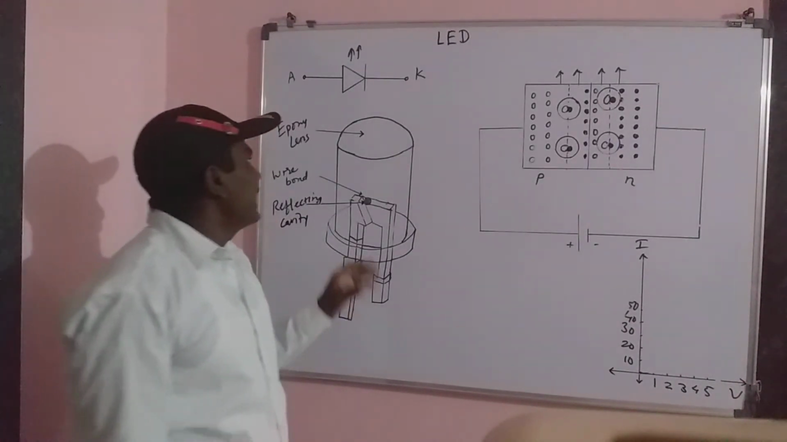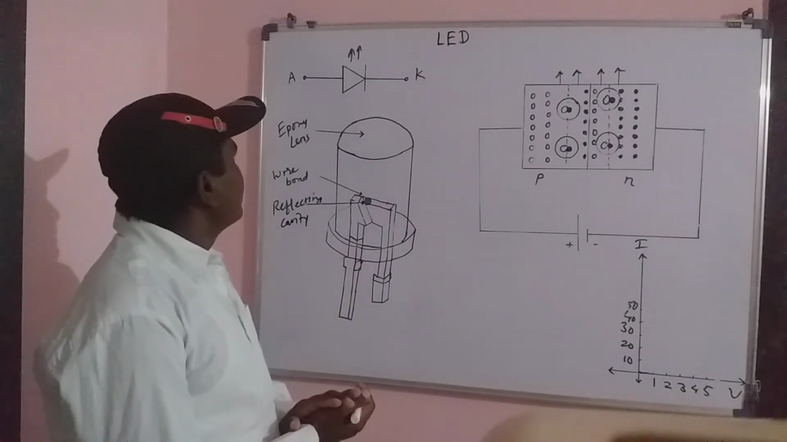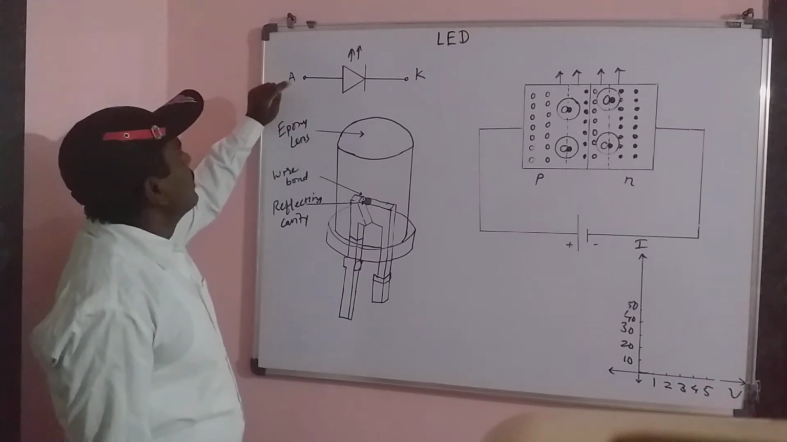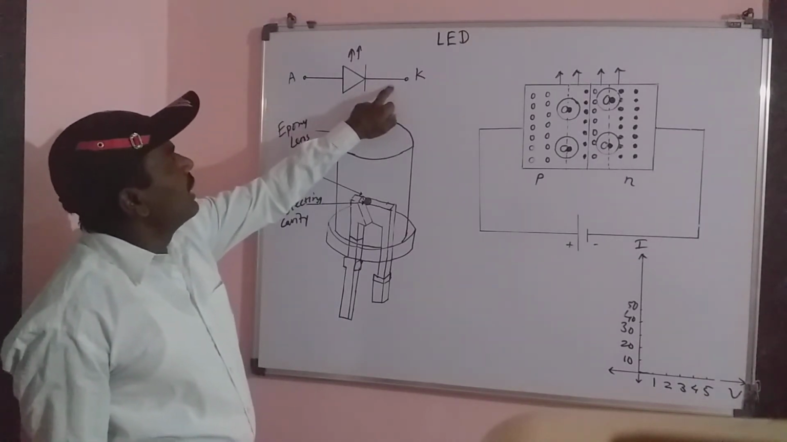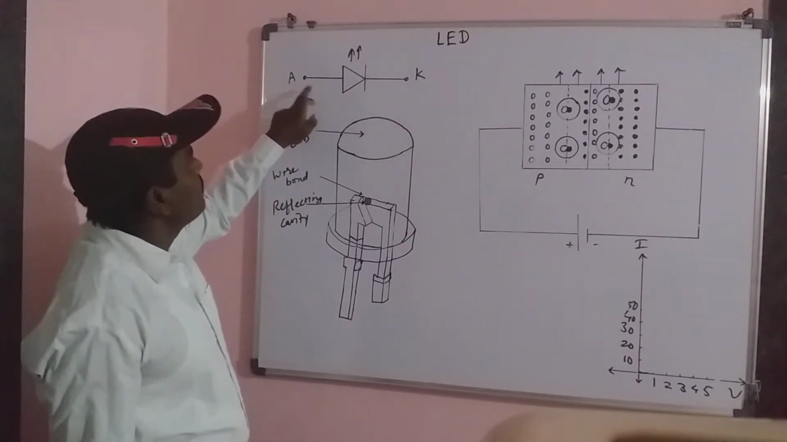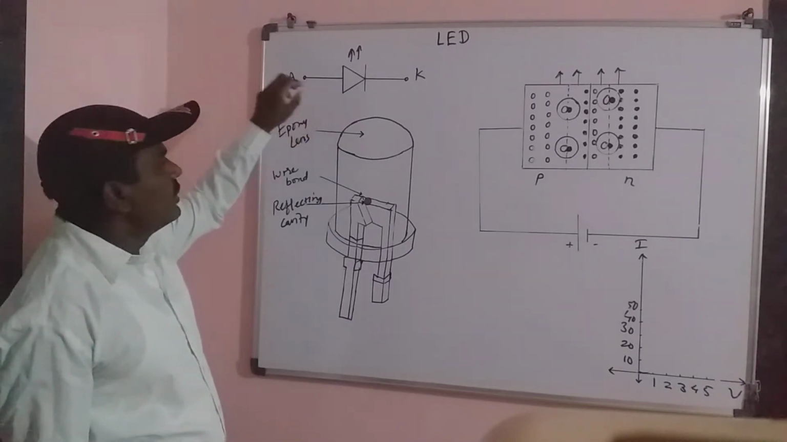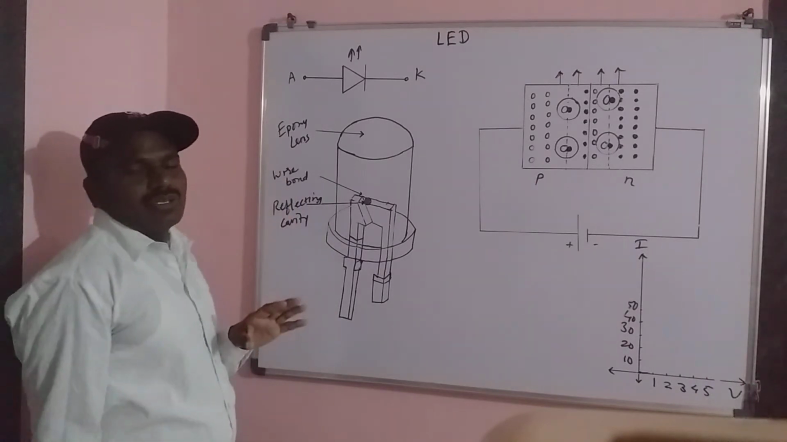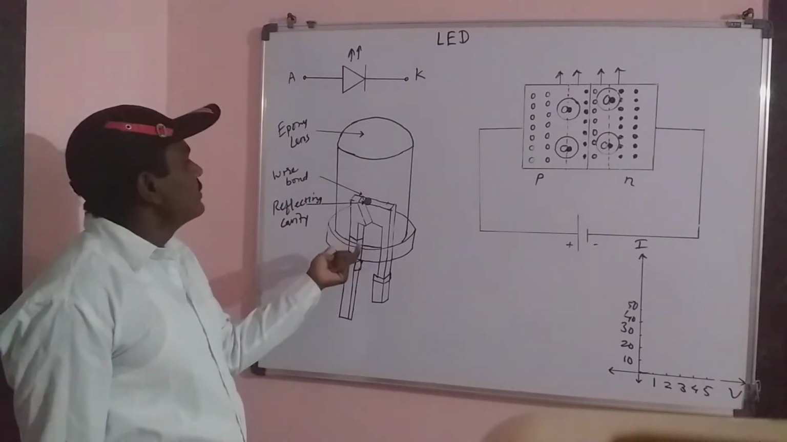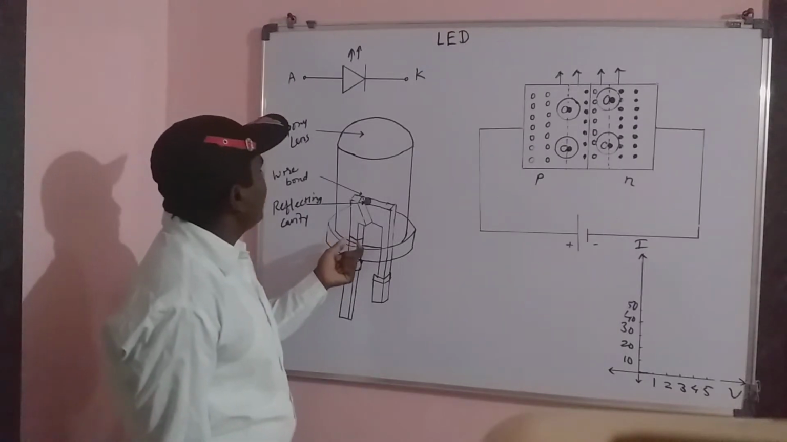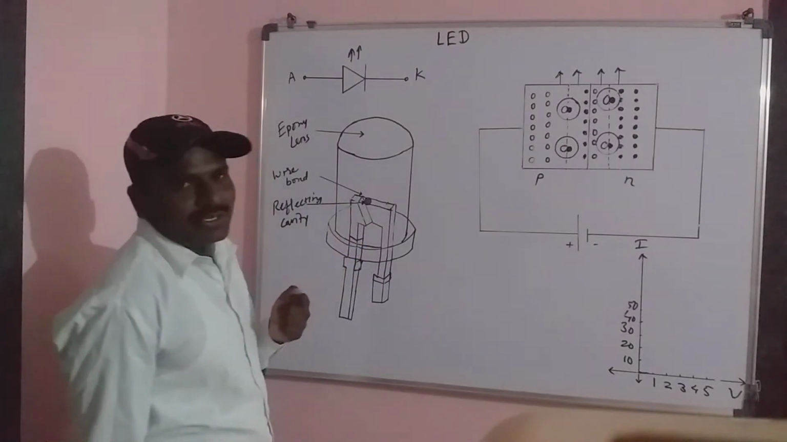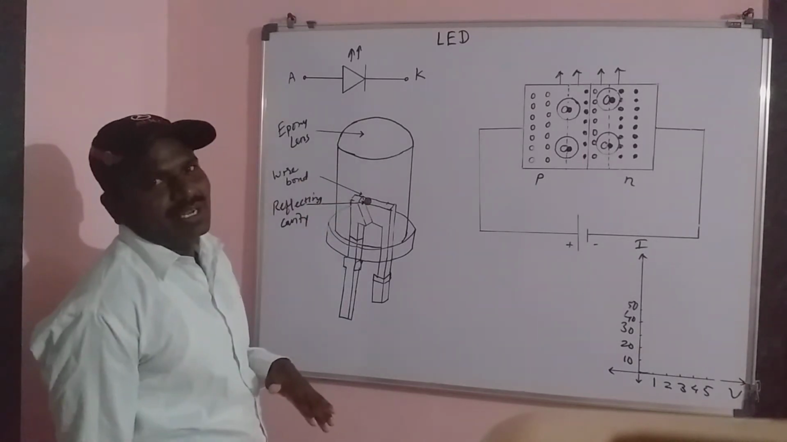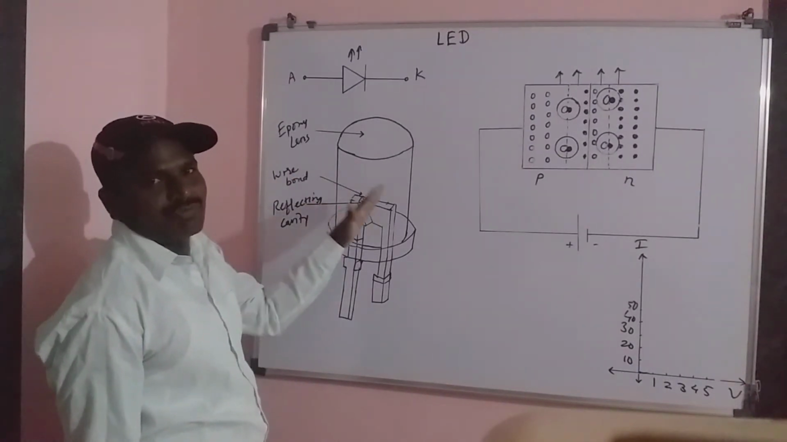Now we can see that in LEDs the N region is heavily doped compared to the P region. The PN junction of this LED has a dome shaped transparent cover which emits the light in all directions and minimizes internal reflection.